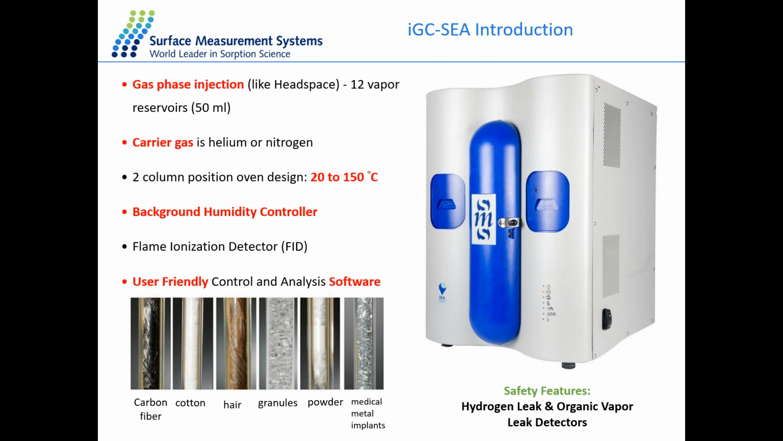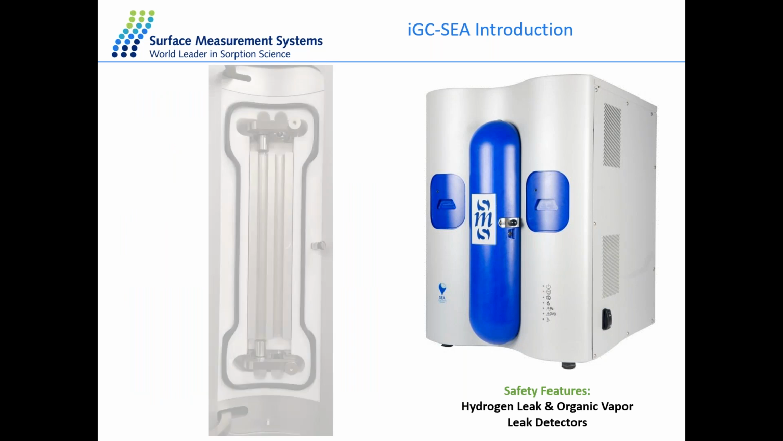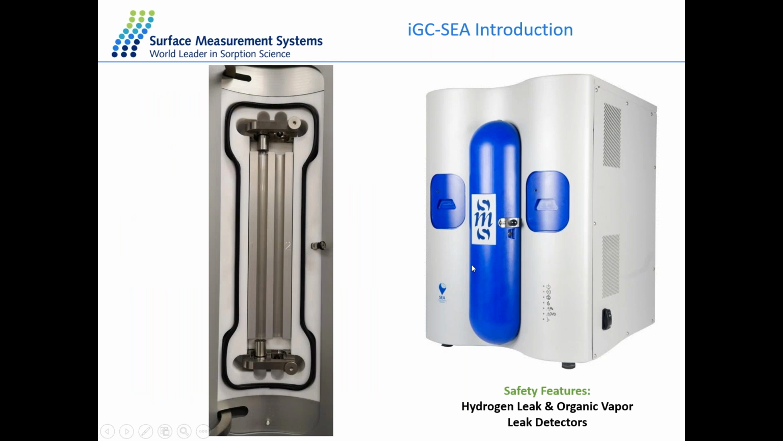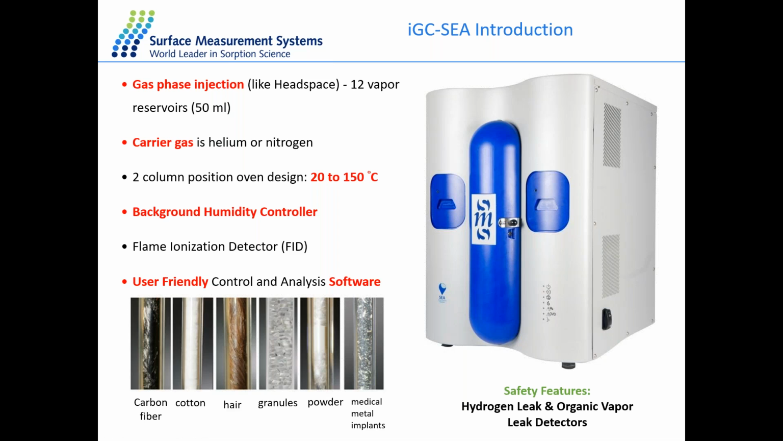The carrier gas we have throughout the system is either helium or nitrogen. And when you open this door here, we have a column oven. So our columns go into either position 1 or position 2, and it's surrounded by a column oven which can go from 20 degrees to about 150 degrees Celsius. Our detector is a flame ionization detector, and this is very useful and very accurate in detecting organic probes.